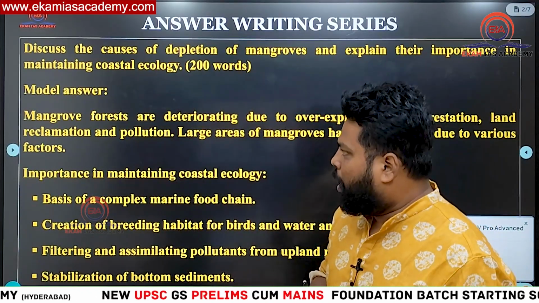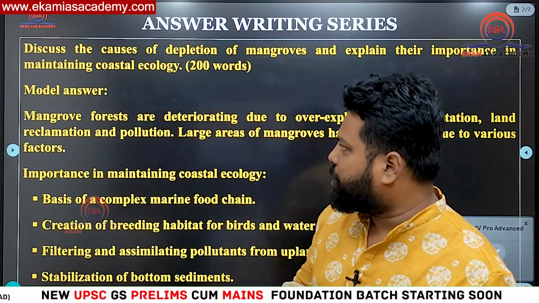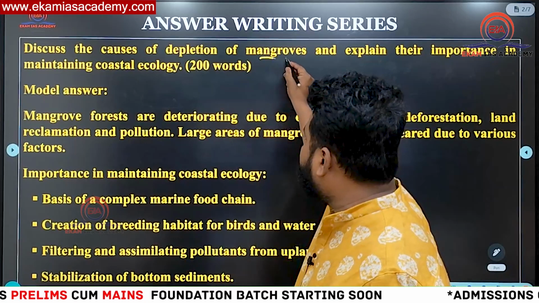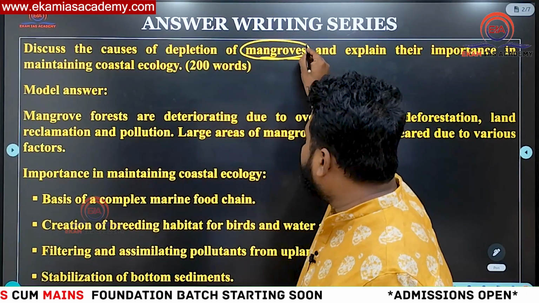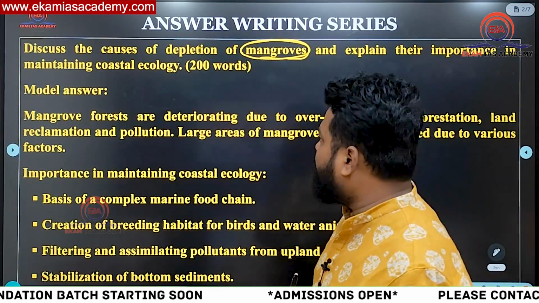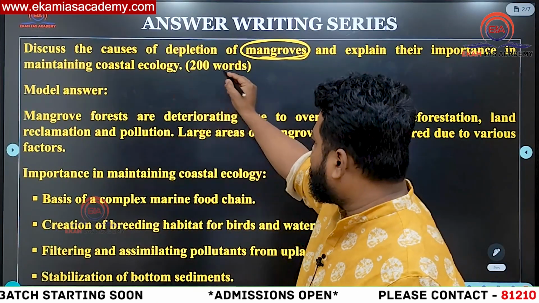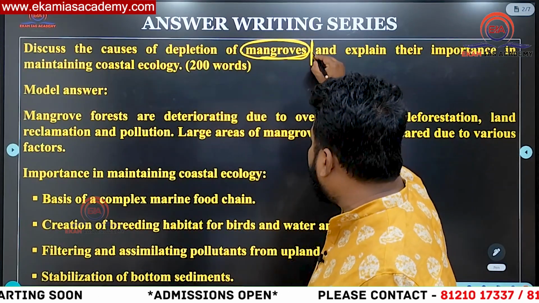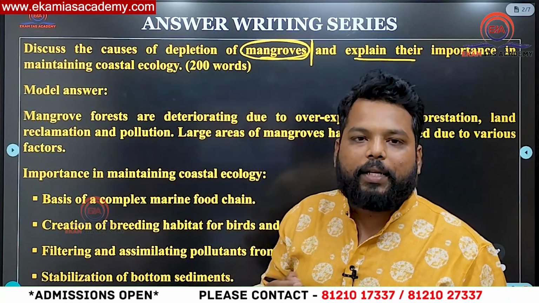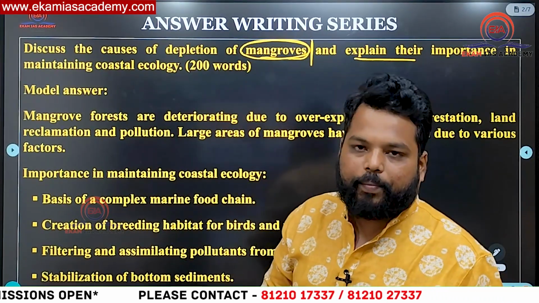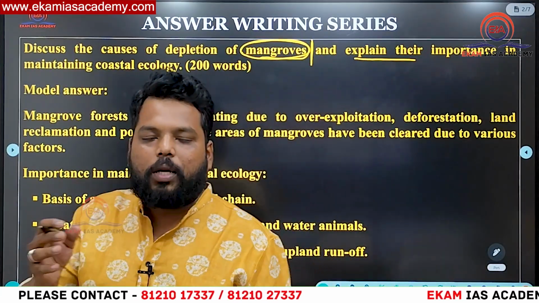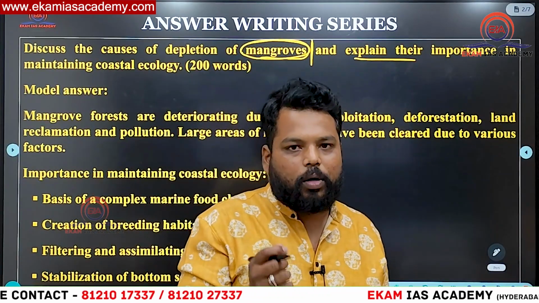So if you could see this particular question: discuss the causes of depletion of mangroves. Mangroves are coastal vegetation which belong to littoral and swamp forests. So discuss the causes of depletion of mangroves. This is part 1 of the question, and explain their importance in maintaining coastal ecology. So how these mangroves would be helping in maintaining the coastal ecological balance. This is what the question is.